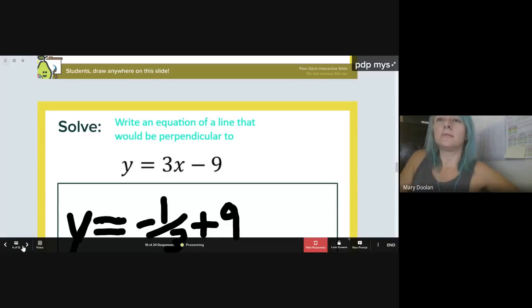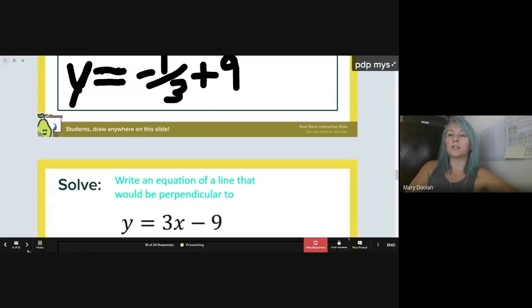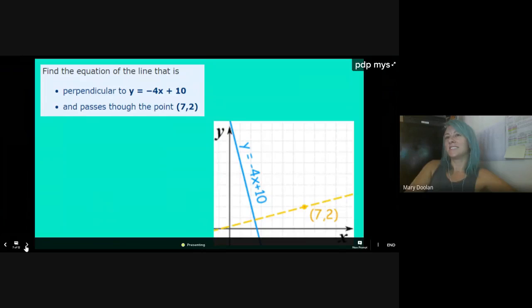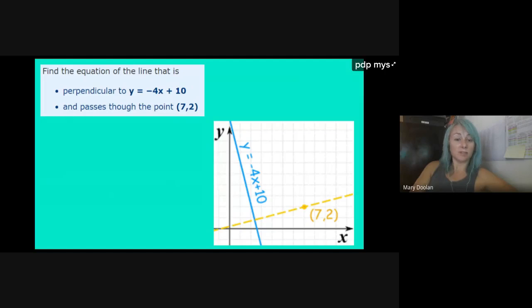All right. So we're going to move on to our next slide. And this is what I just mentioned. This is a more specific type problem. So find the equation of the line, there's only one, that is perpendicular to y equals negative 4x plus 10 and passes through the point 7, 2.